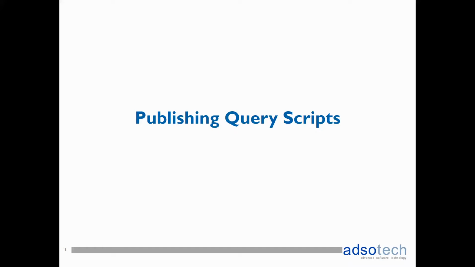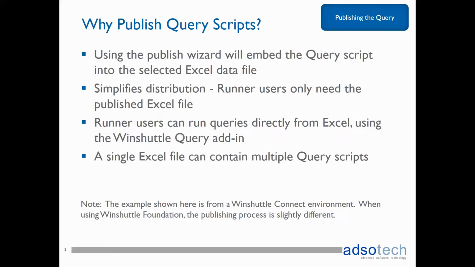To make the query scripts you've developed available to the runner users, you can use the publish feature. Publishing allows the script developer to embed the query script into the Excel data template. The runner users will then only need the Excel file to be able to run queries directly from Excel by using the WinShuttle add-in.